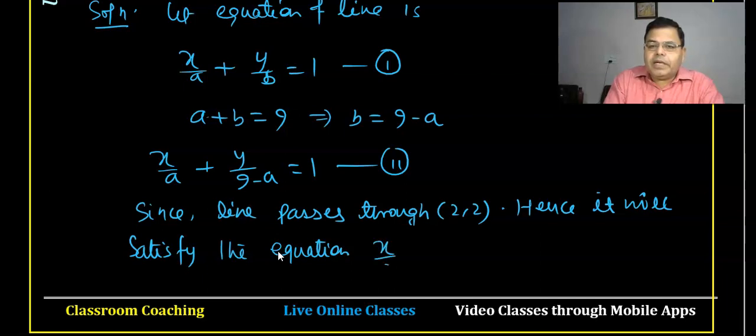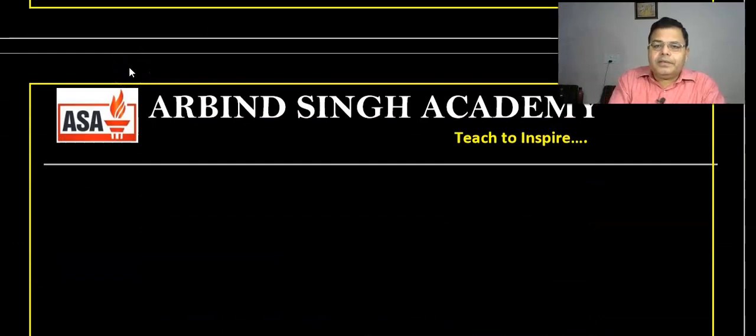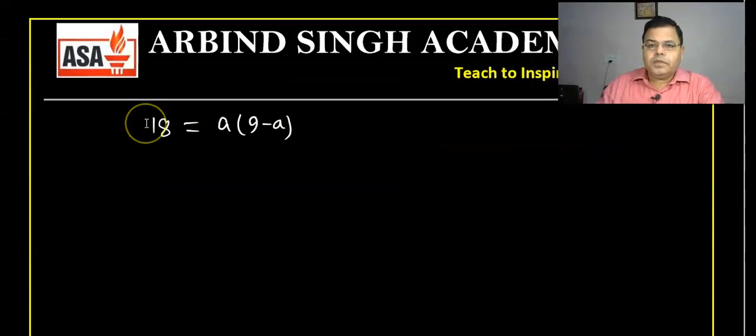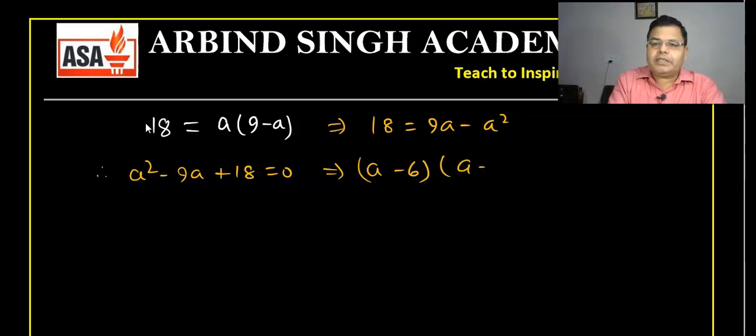In place of x and y we will put 2 and 2. So 2 by a plus 2 by 9 minus a is equal to 1. So it can be 18 minus 2a plus 2a upon a into 9 minus a is equal to 1. So we have 18 is equal to a into 9 minus a. So 18 is equal to 9a minus a square, and therefore a square minus 9a plus 18 is equal to 0. That can be (a minus 6)(a minus 3) is equal to 0. So a is equal to either 3 or 6.